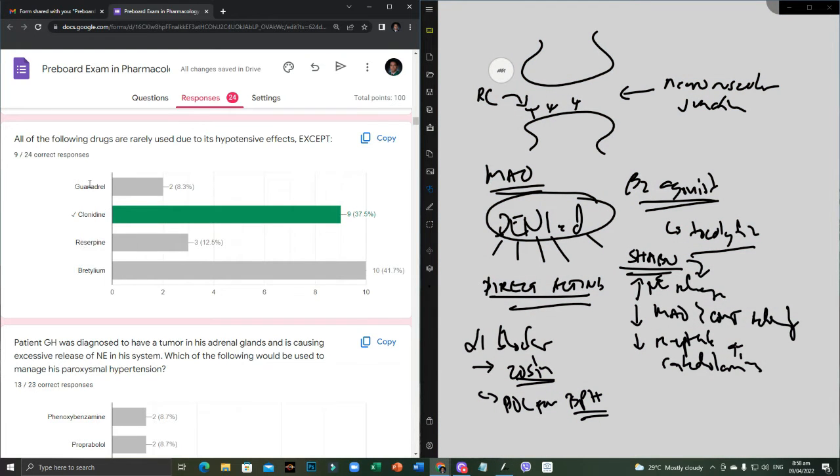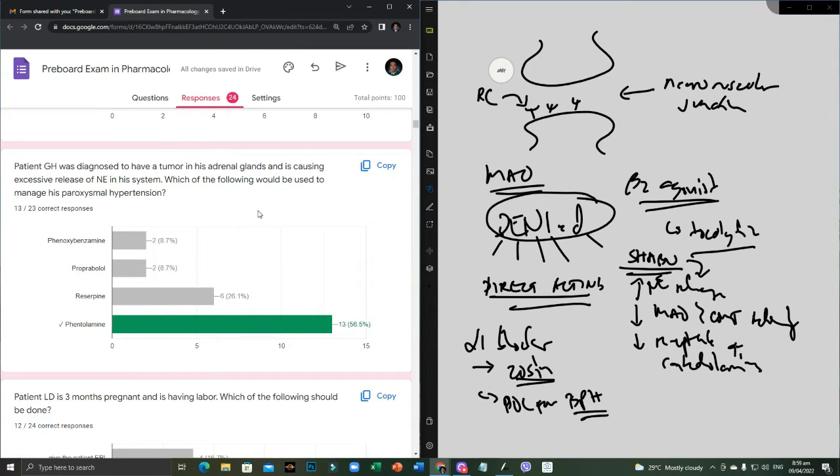These drugs, guanadrel, reserpine, beryllium, are presynaptic antiadrenergics. If you remember during our discussion, these kinds of drugs are no longer used. They may be used, but as a last resort because of their hypotensive effects, and it's very dangerous.